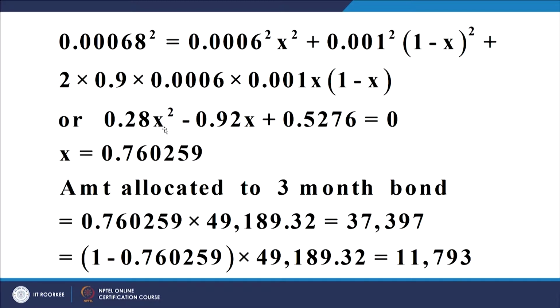In other words, about 76% of my 49,189 goes to my 3-month bond, and slightly under 24% goes to the 6-month bond. That is precisely what is here. 37,397 goes to A and 11,793 goes to B. So, this is how the splitting or the cash flow mapping takes place.